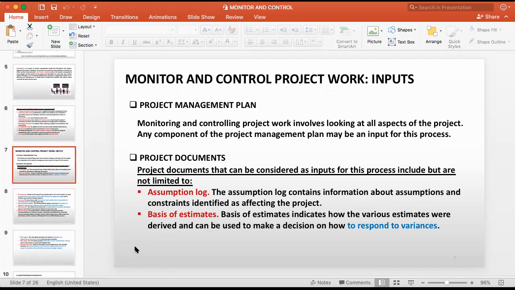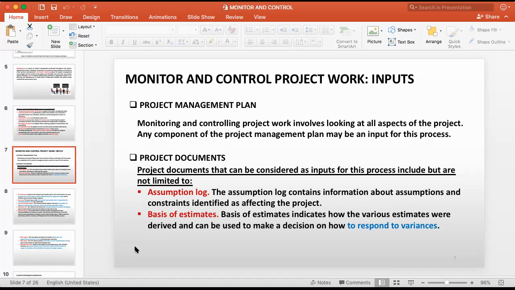So what are the inputs we discussed? Project management plan, and we said why it is important. You have to compare with the baseline, so it is important as an input. And project documents you need to monitor. Monitoring and controlling project work involves looking at all aspects of the project. Any component from the project management plan may be an input for this process. That means there are 10 subsidiary plans, so scope or schedule or whatever will be an input, because based on that you are going to monitor. You look at the plan and monitor whether we have achieved that, the actual work. So the project management plan is the main input of the monitoring and controlling process.